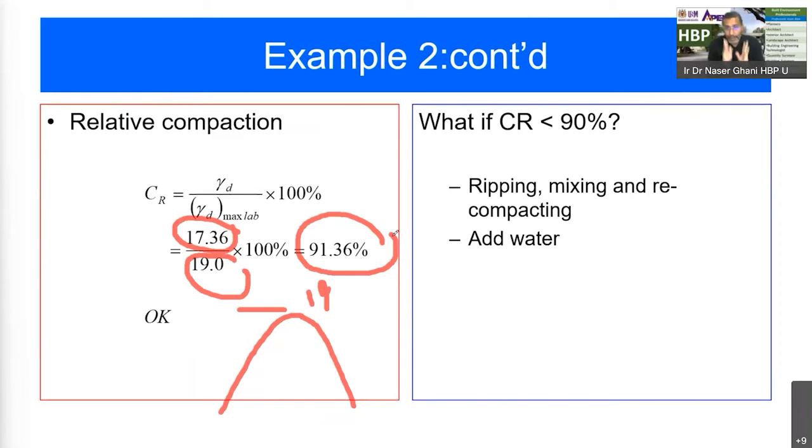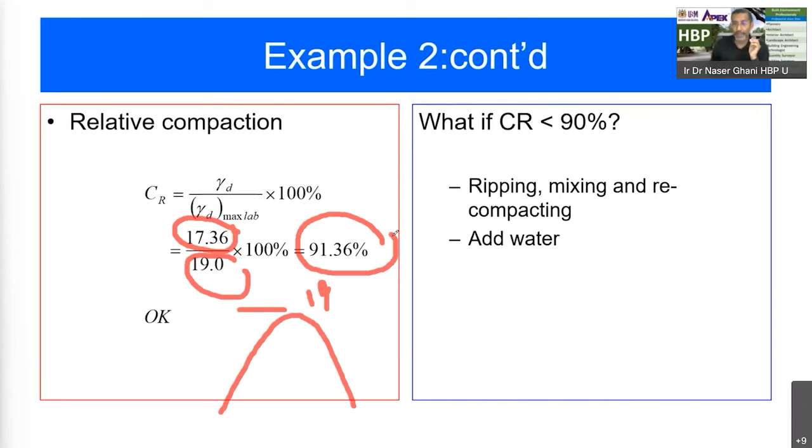Next question is, what if this percentage is less than 90%? Which is supposed to be rejected, right? There's no choice. You need to keep compacting until it reaches 90%. But sometimes there are reasons why the compaction did not reach 90%.